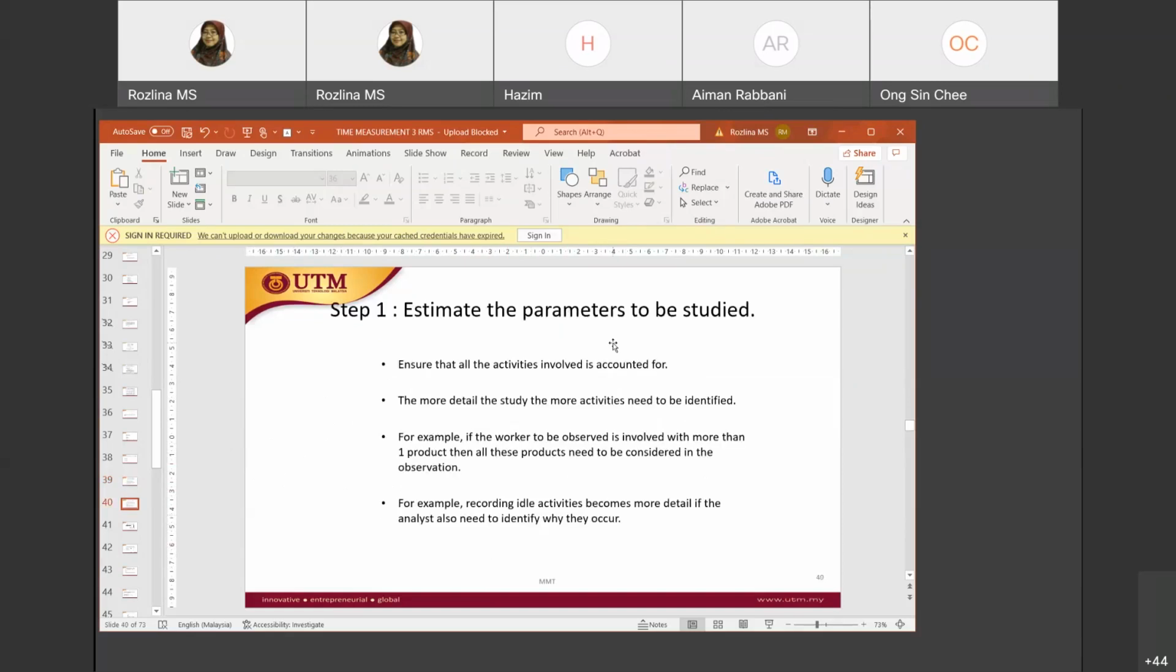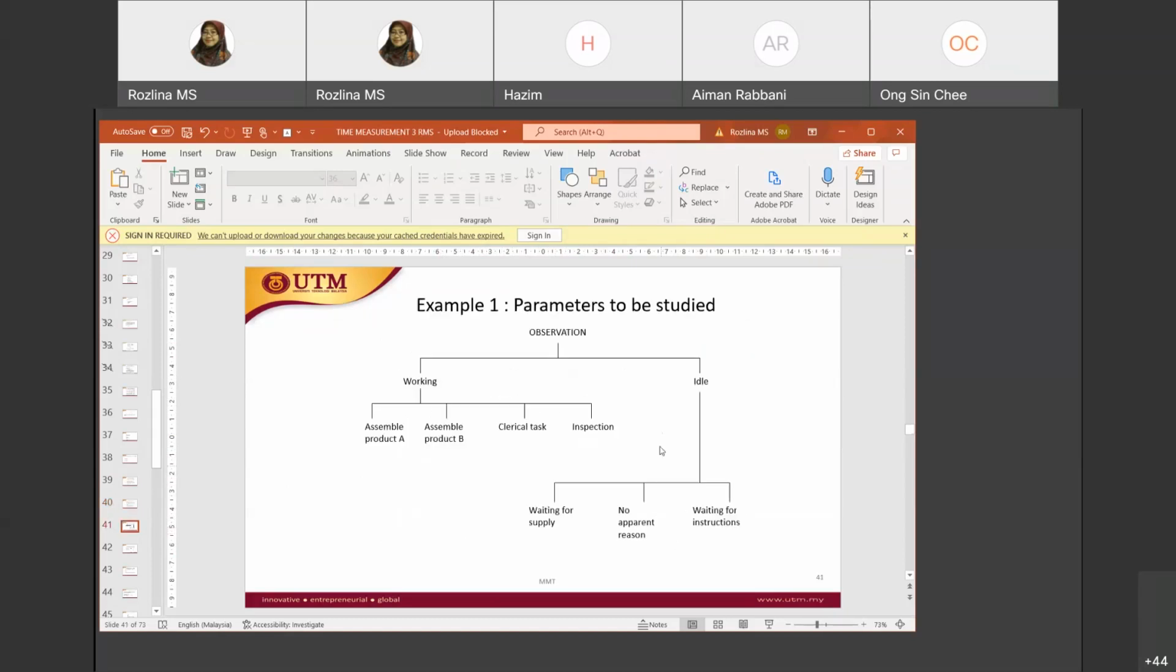Okay. Estimate the parameters to be studied. This is all theory. For example, if the worker to be observed is involved with more than one product, then all these products need to be considered in the observation. For example, recording idle activities becomes more detailed if the analyst also needs to identify why they occur. Okay, for example, this is for workers.